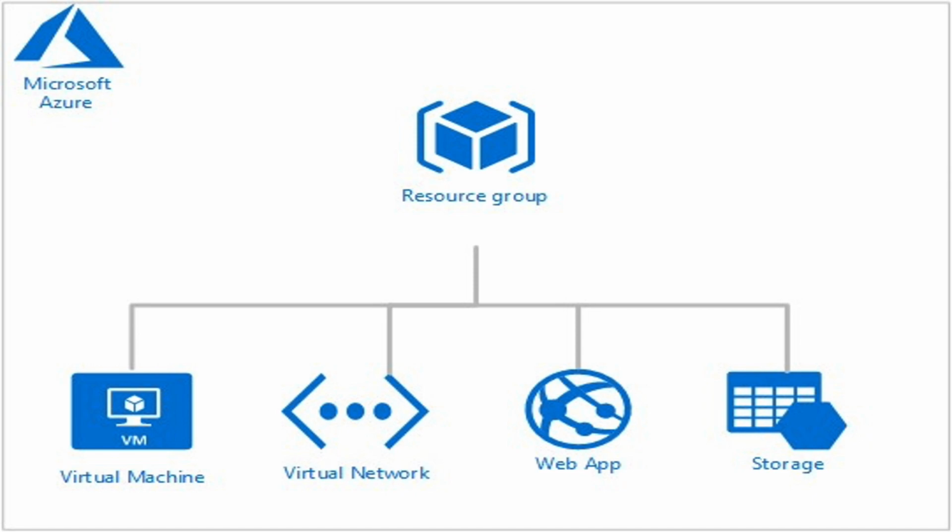This is a basic diagram just showing exactly how resource groups work. You have your resource group at the top of the hierarchy, and then below it, you can have your virtual machines, your virtual network, your web app, and your storage that's associated with that resource group.